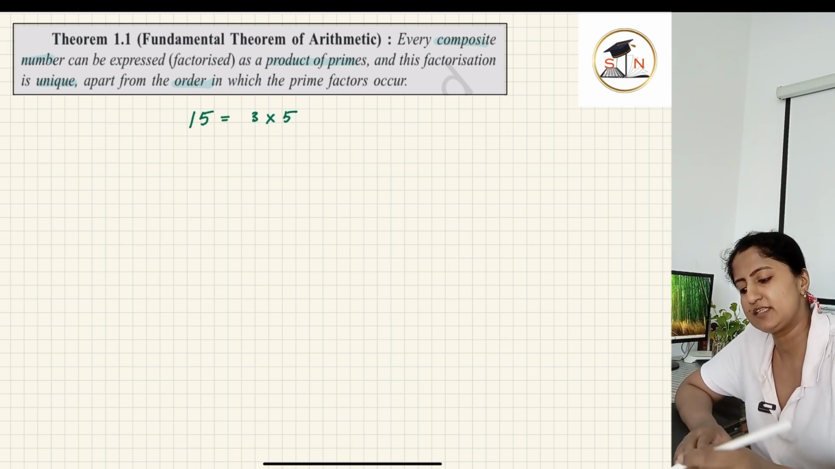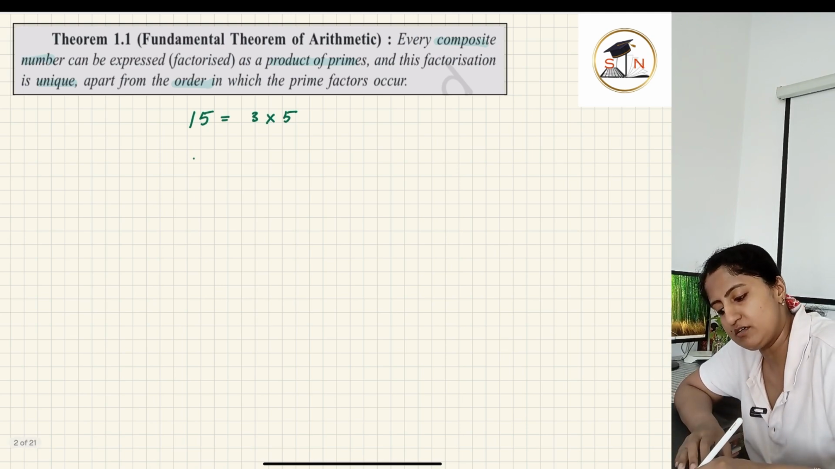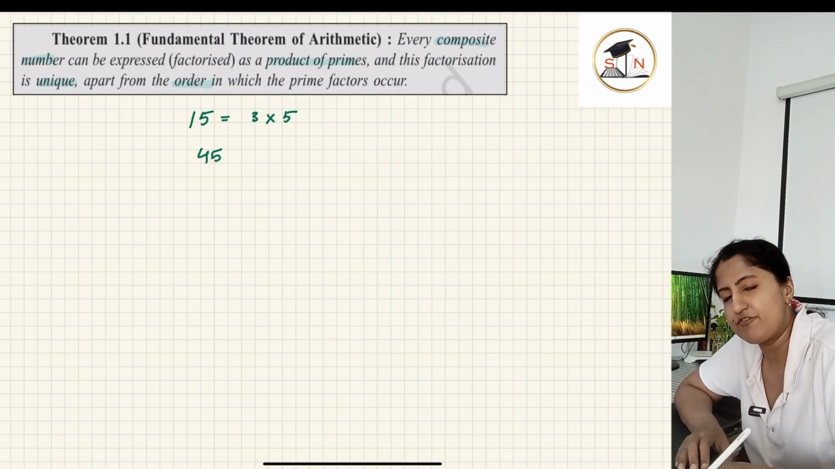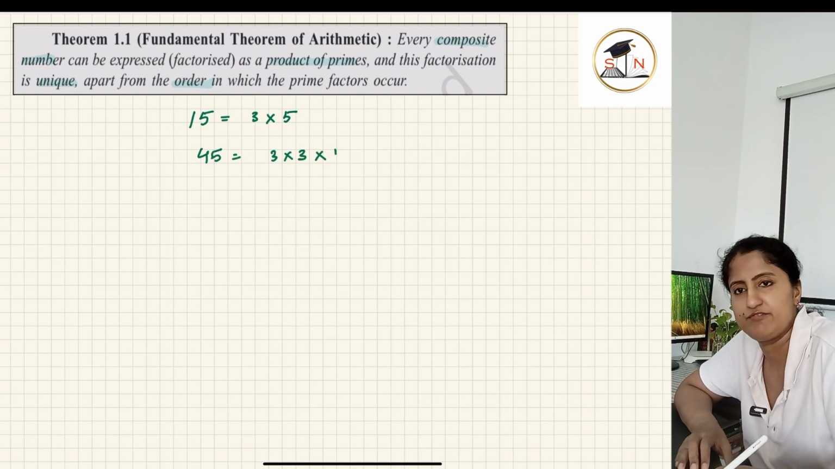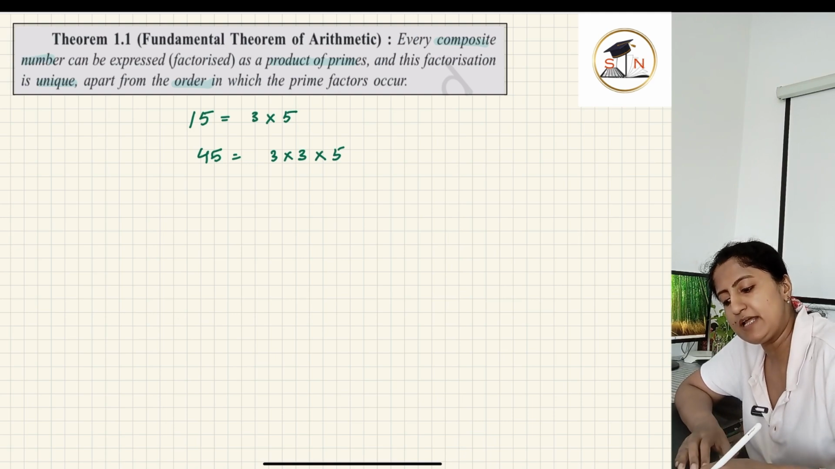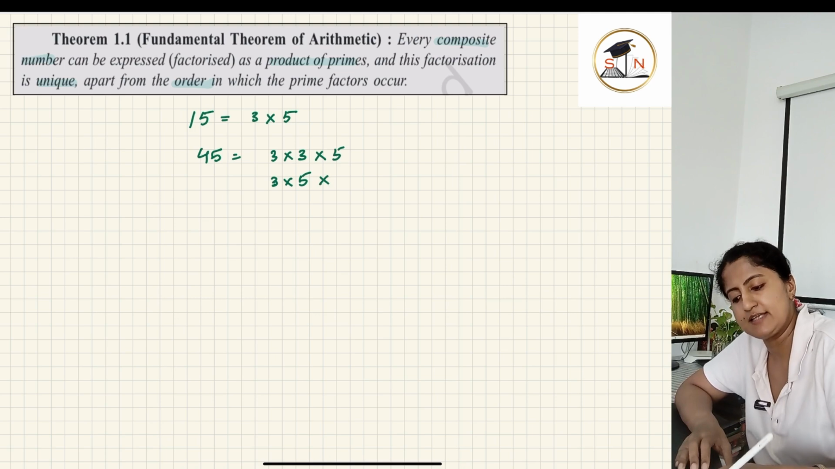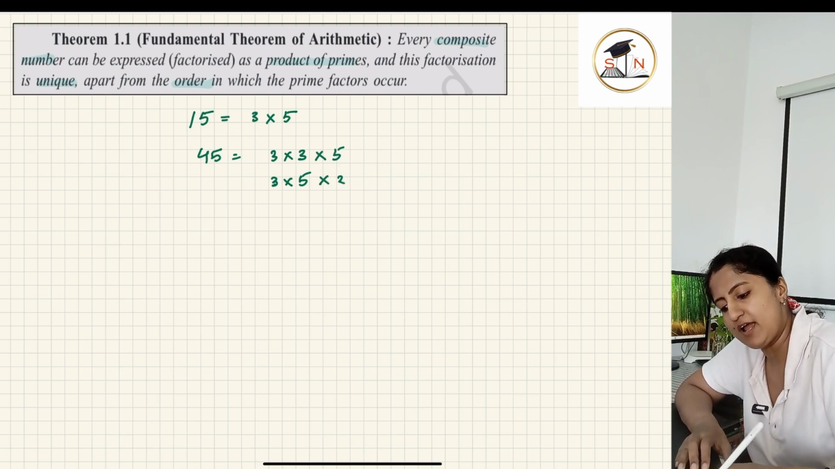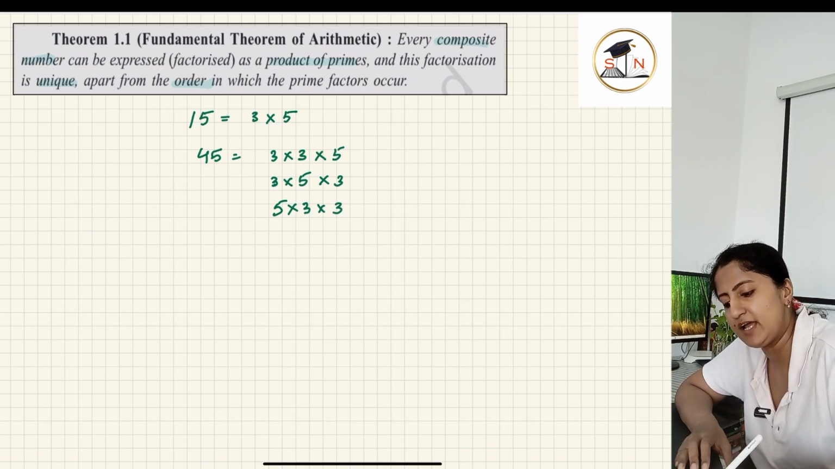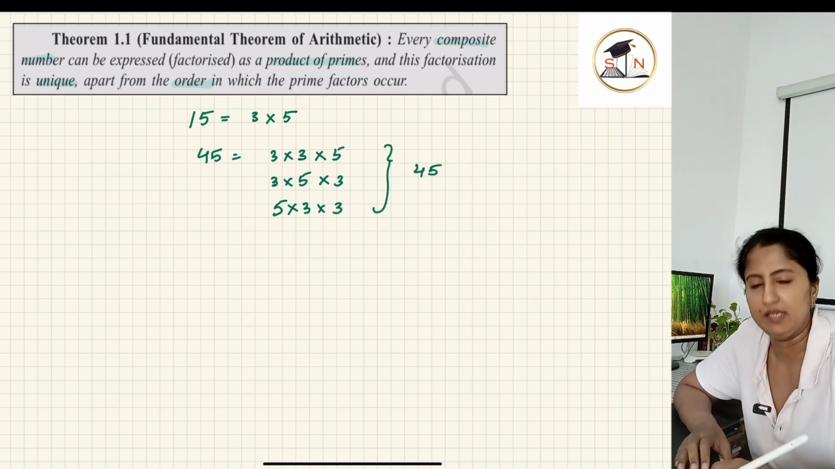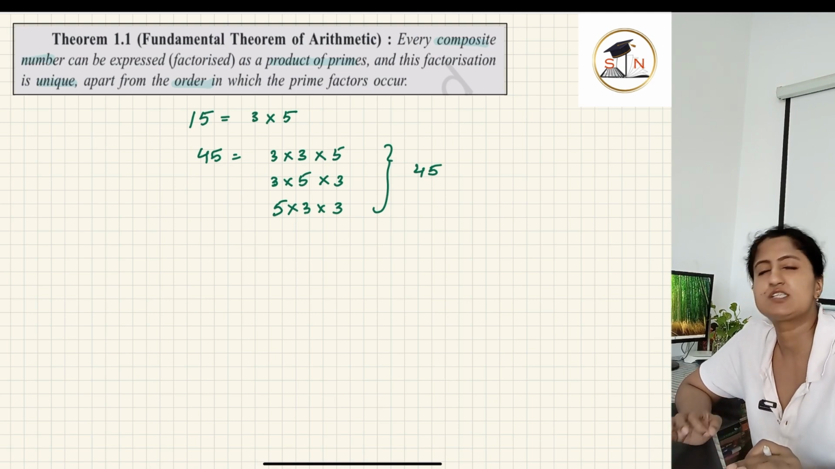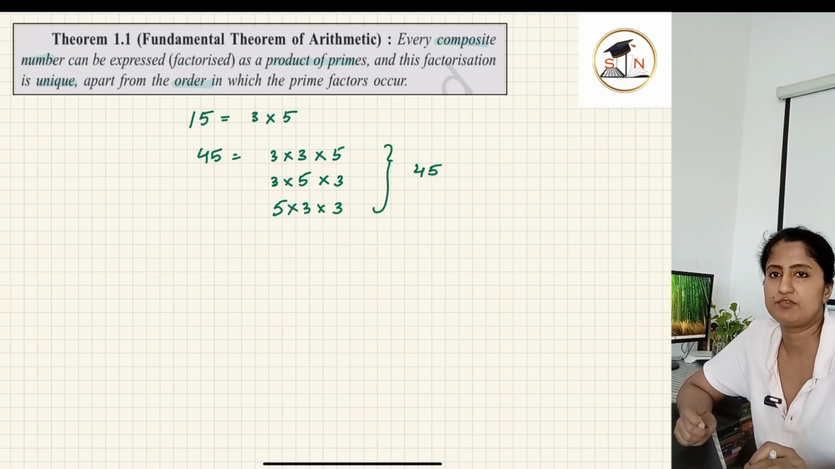Okay, let's take another example. Let's say 45. Now 45 can be written as 3 times 3 times 5. Now, if I exchange the order, I write 3 into 5 into 3, or I write 5 into 3 into 3, the order doesn't matter, and every time they are resulting only in 45. That is what makes them unique. So this is as simple as that, the fundamental theorem of arithmetic.